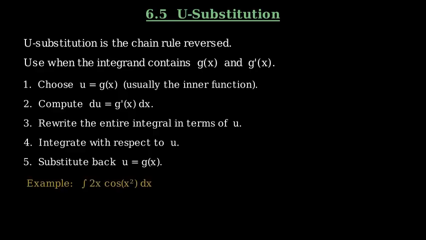Example: rotate y equals the square root of x about the x-axis for x in 0 to 4. V equals pi times the integral from 0 to 4 of the square root of x, squared, dx. That simplifies to pi times the integral from 0 to 4 of x dx. That equals pi times x squared over 2 evaluated from 0 to 4, which equals 8 pi.